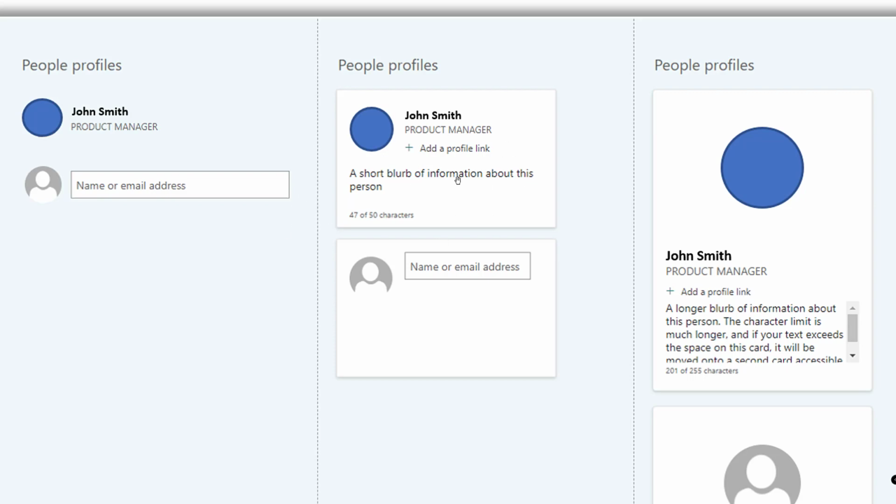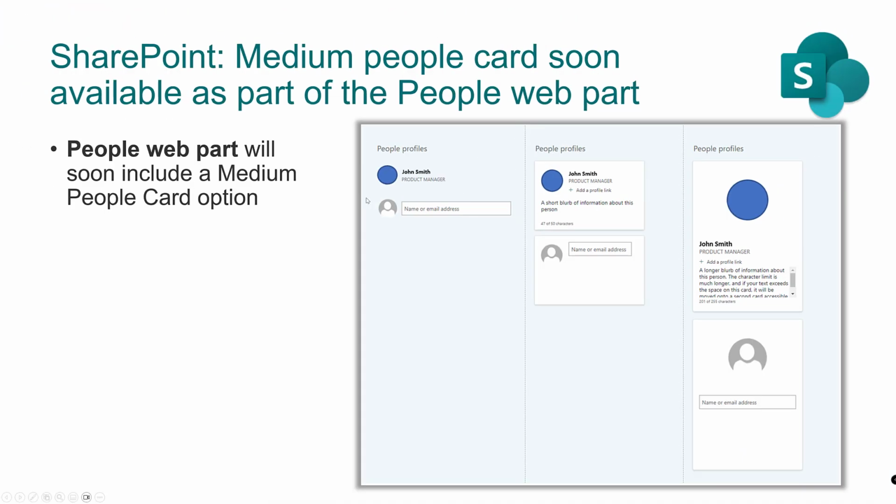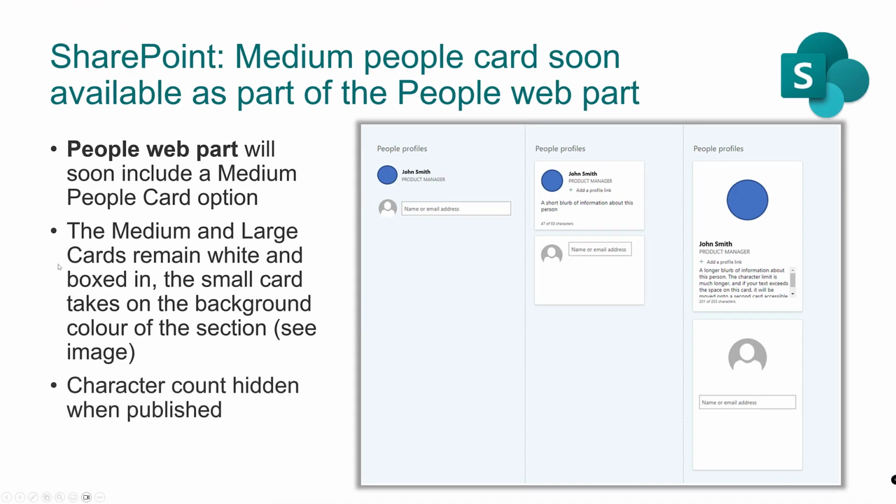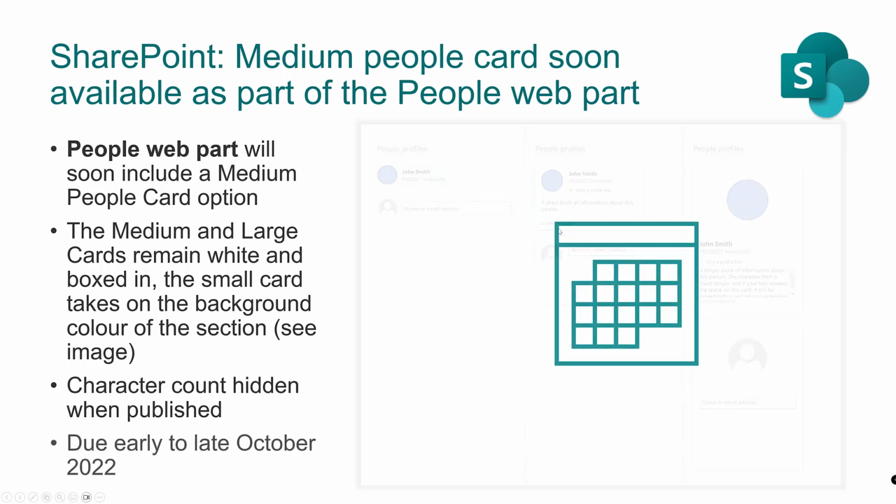And you can see there you can have 50 characters. That's quite a nice addition. Gives it nice and compact, but you can say a little bit about the person. So I've covered off the colors. The character count is hidden once it's published, so you see that, but when you publish it, people don't. And that is due early to late October this year.